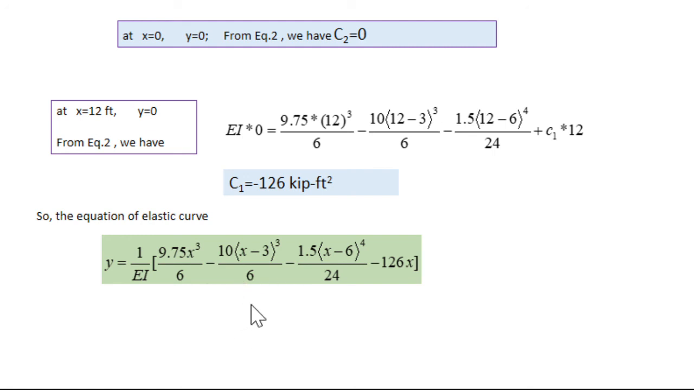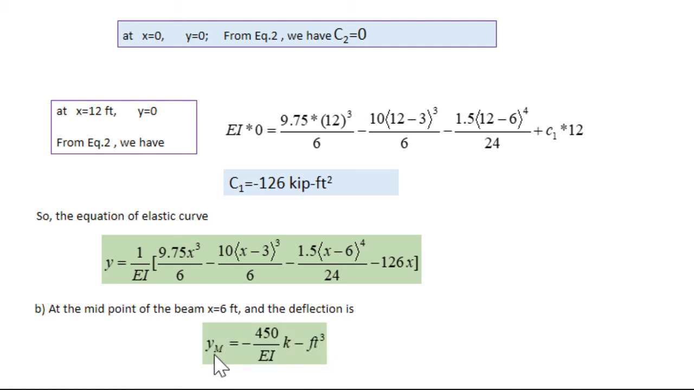In our question, we need to find the deflection at mid-span. So at mid-span, you can write x equals 6 feet. Instead of x, if you put 6 feet here, then you can calculate the deflection. And this deflection at the mid-span equals minus 450 divided by EI, in feet cube. This completes your first example.